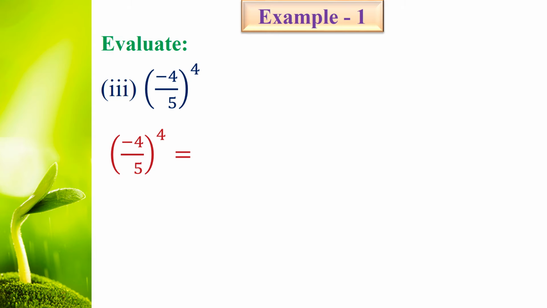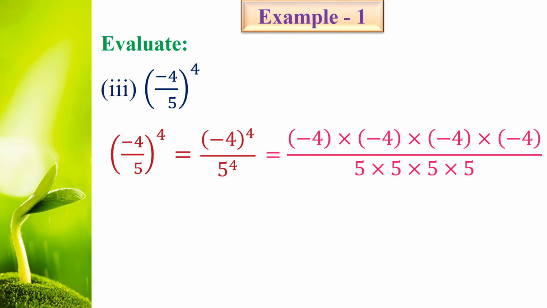We can write this as (-4)^4 / 5^4. (-4)^4 means we have to find the product of -4, four times. 5^4 means we have to find the product of 5, four times. Here, in (-4)^4, the power 4 is an even positive integer. So, the answer should be positive.